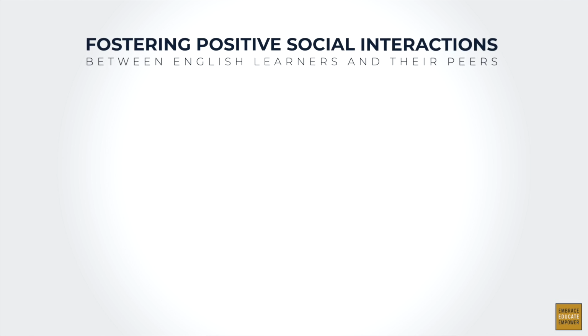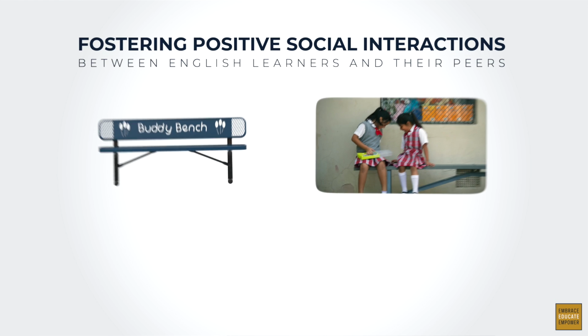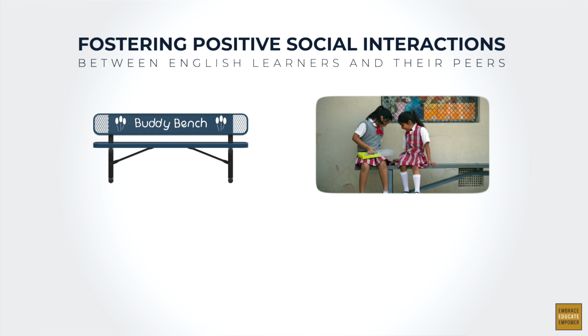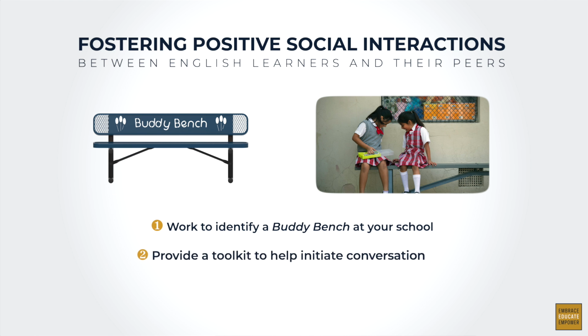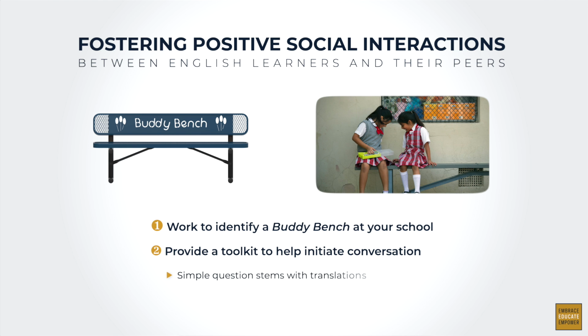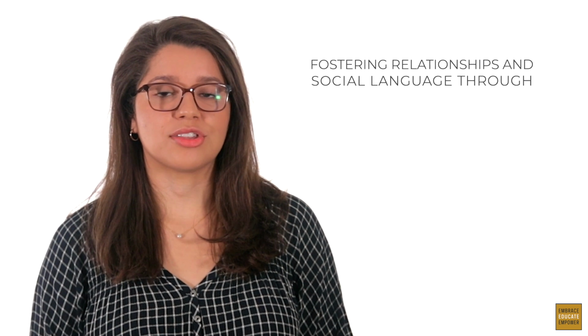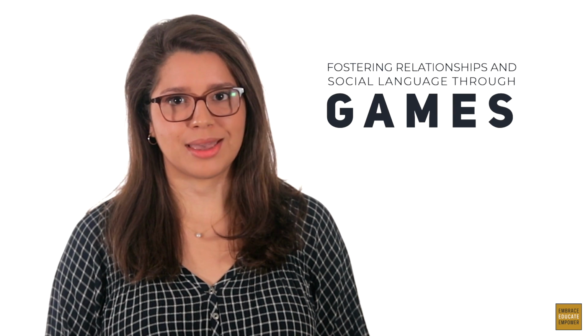So how can you begin to do this? Buddy benches are benches on the playground where students can sit when in need of a friend at playtime. If you don't have one in your school, work to identify one. Take this one step further by providing a toolkit to help initiate conversation. Some things you might want to include here are simple question stems with translations, and perhaps even a whiteboard to help with expression. Another way to foster relationships in social language is through games.